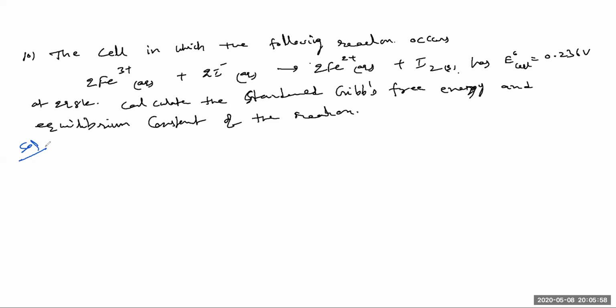What idea about the solution? So what does the solution say? I know that ΔG° is equal to minus nFE°. In the above equation, how many electrons are exchanged? Only two. Faraday is 96,500 coulombs. E° cell is given as 0.236 volts. By calculating, where am I multiplying?